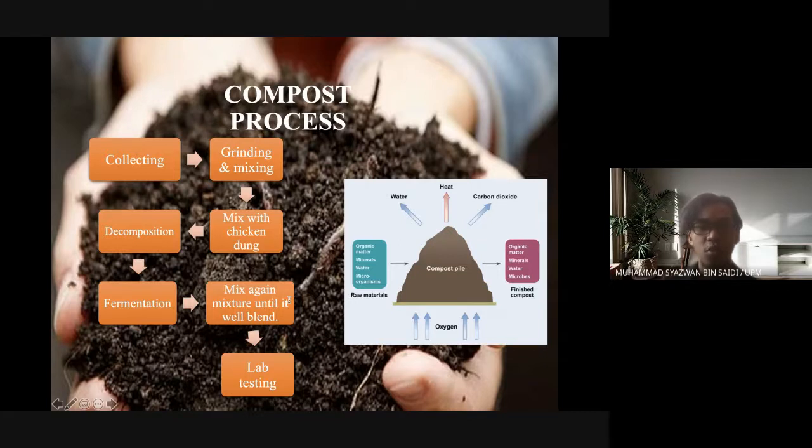The fermentation process was done for 21 days by covering the mixture with plastic wrap. After 21 days, we need to mix the mixture again until it is well blended, and then the examination sample is taken for lab testing. So if the mixture passes the inspection, then we can proceed with the packaging process of the compost for sale. Next slide.